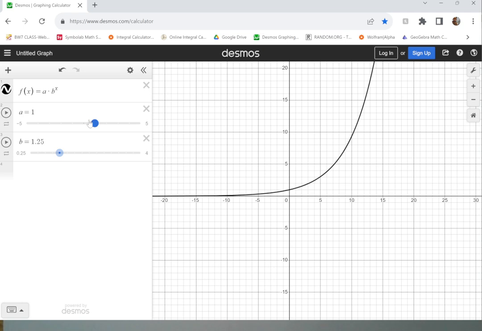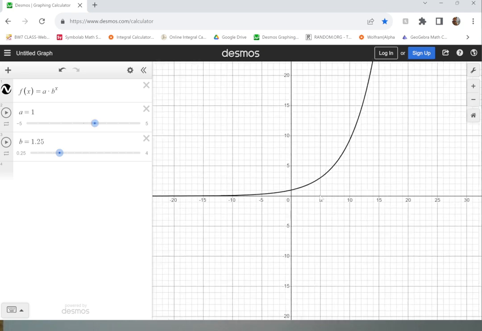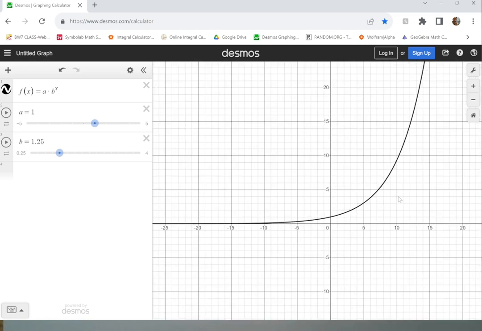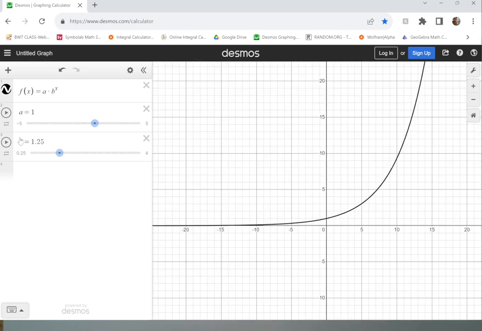So now let's go back to a equals 1 and look strictly at values of b that are positive. Let's vary our b. It starts off at 1 1/4, and notice as I increase it, here we have growth. The higher this b gets, I've kept it at 4, we notice that it grows faster.